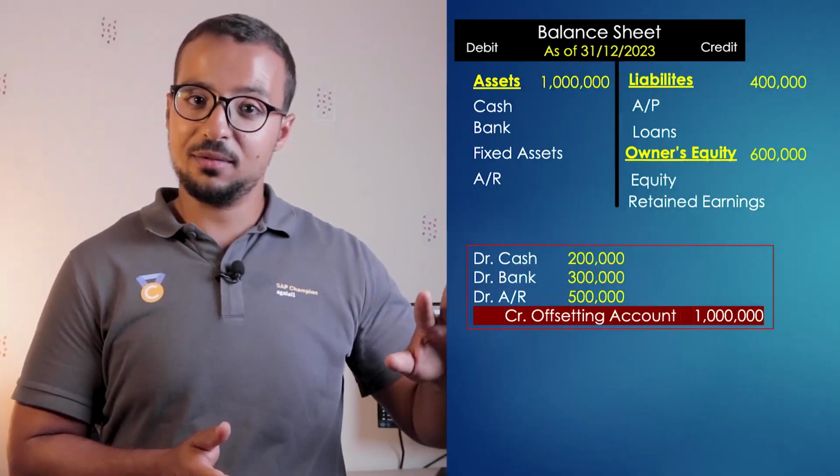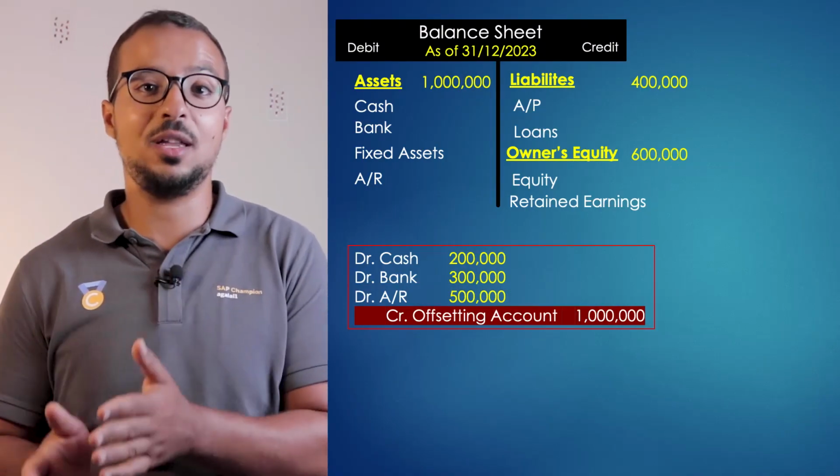Now let's go and look into our balance sheet. And first I will take the simple scenario that we are doing the data migration at the end of our fiscal year. So we are only going to migrate balance sheet accounts. Now let's look into our balance sheet. On the left side we have assets, and on the right side we have liabilities and owner's equity.